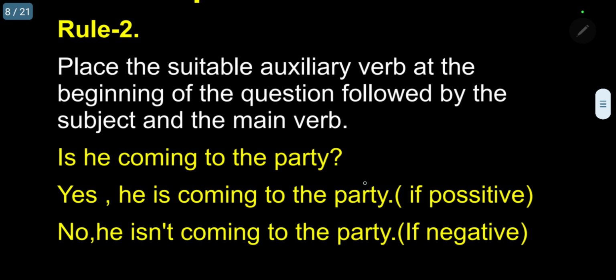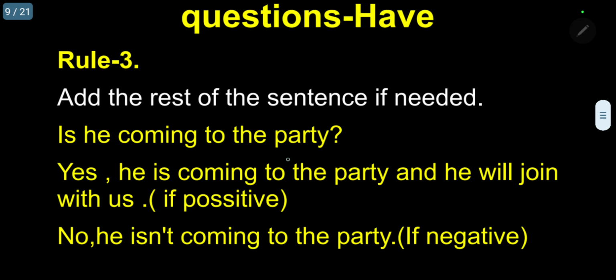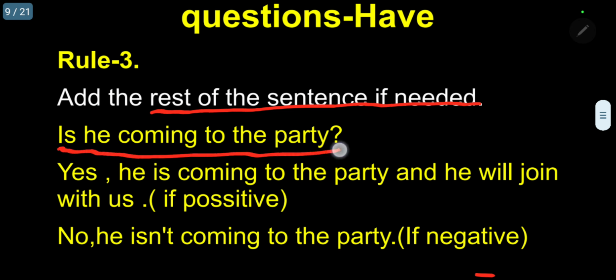So this is the place suitable auxiliary verb. Rule 3, please follow. Add the rest of the sentence if needed. So when we are replying to yes or no questions, if you add additional information, you can add. That is called the rest of the sentence. If needed, you have to add. The question is the same: Is he coming to the party?